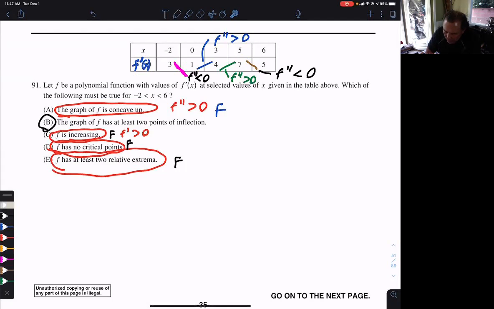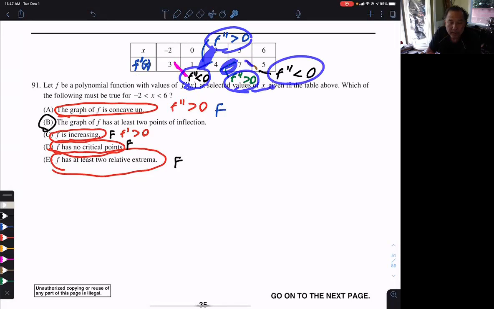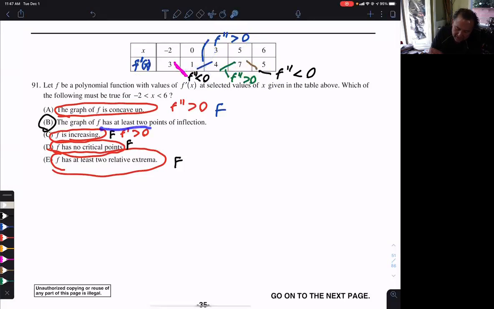So look, it went from negative to positive, so there must be an inflection point in between there somewhere. At some point between those, there has to be an inflection point. And then it went from positive to negative. Well, if it changed from positive to negative, at some point, there had to be an inflection point. So therefore, there has to be at least 2 inflection points. So this is clearly the correct answer. There must be at least 2.